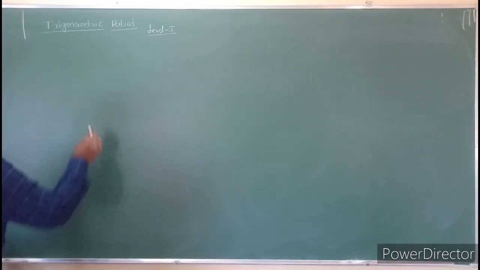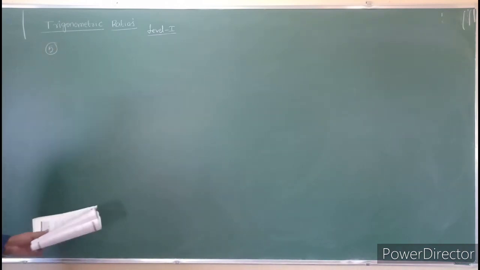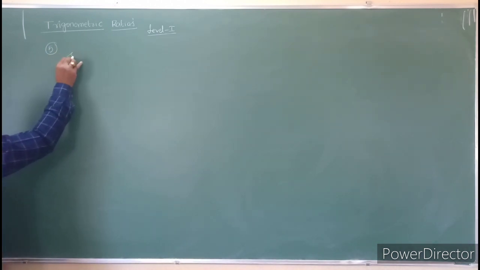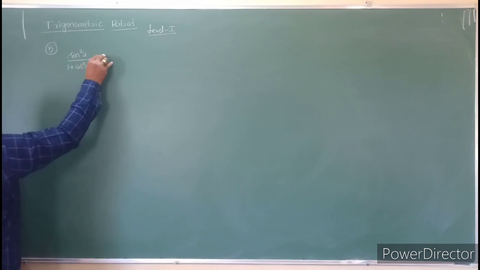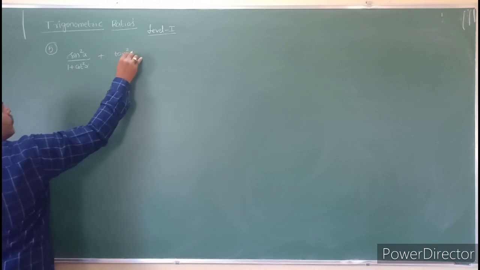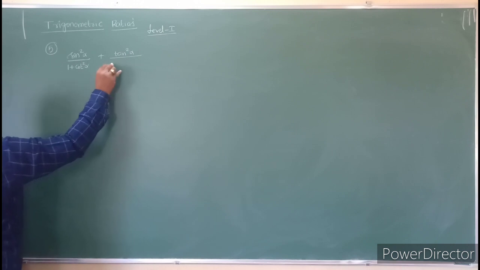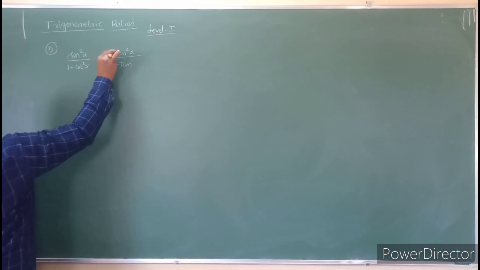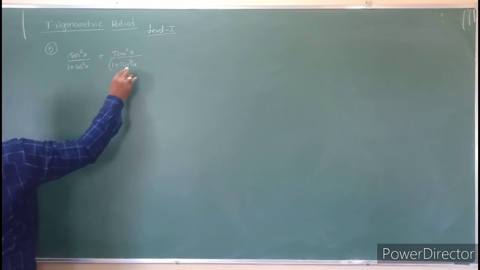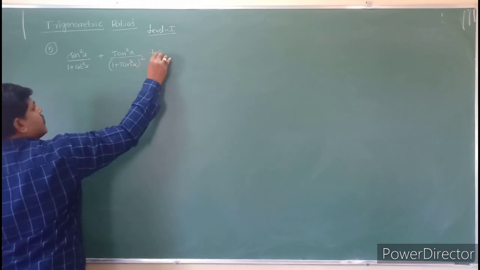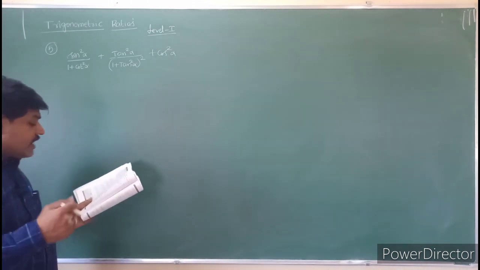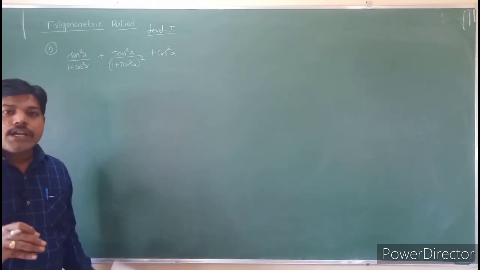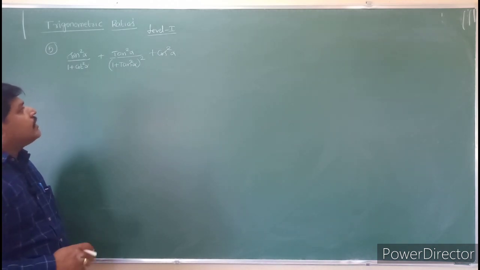So see the question number 5. What they are asking, you have to calculate the value: sin square alpha by 1 plus cot square alpha, plus tan square alpha by 1 plus tan square alpha whole square, plus cos square alpha. So how to calculate this value?